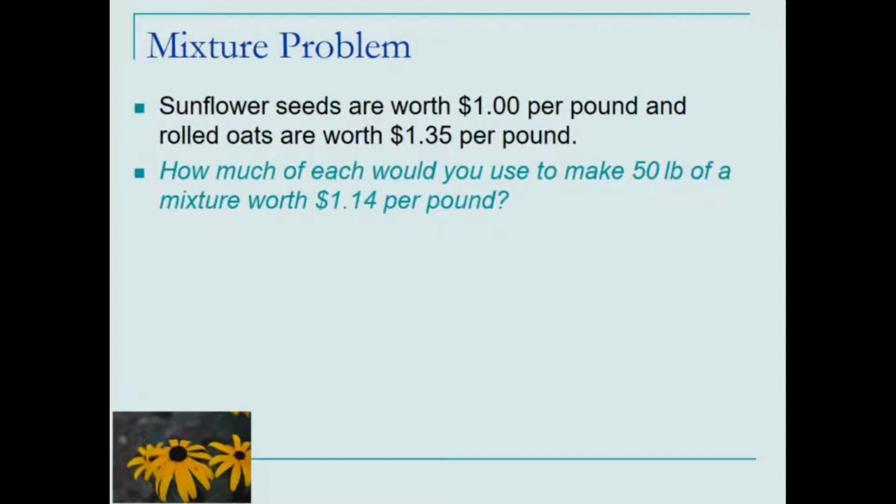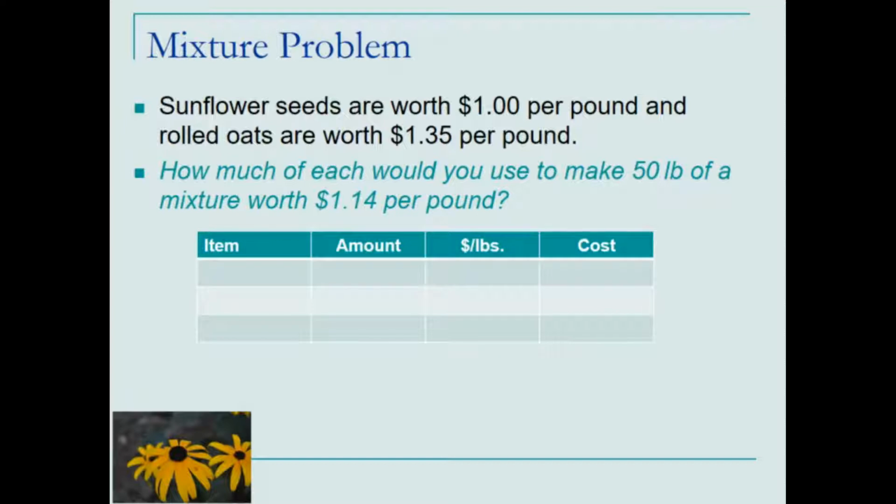There's a lot of information here, so we're going to use a table to help set up and organize the information. So under the items we have our sunflower seeds, rolled oats, and then our mixture. We're looking at two variables here, and we need to generate two equations. One of the equations can be derived by using the information here that these two items are combined to make 50 pounds of a mixture.